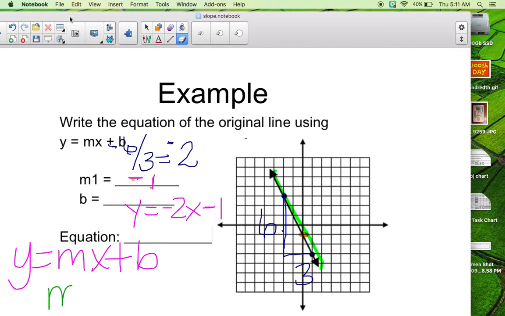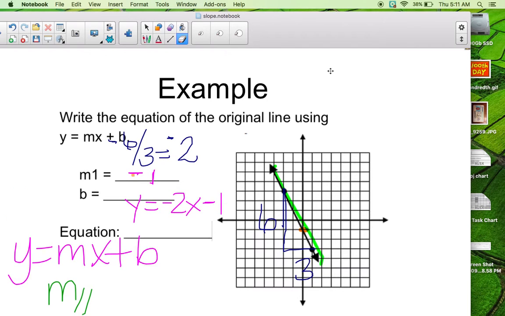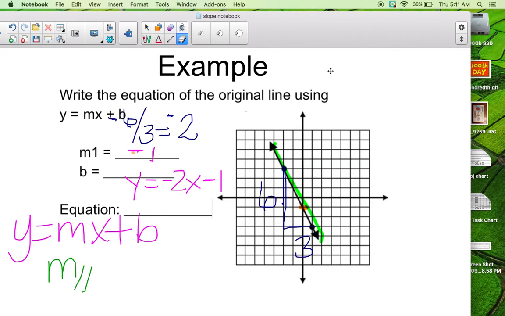Now, if I asked you for the parallel slope, which it doesn't, but we're going to review real quick, you know that the parallel slope is exactly the same, so it'll be negative 2. If I asked you for the perpendicular slope, I have to take the opposite sign, which is positive, and flip the fraction, 1 over 2. And there you go.